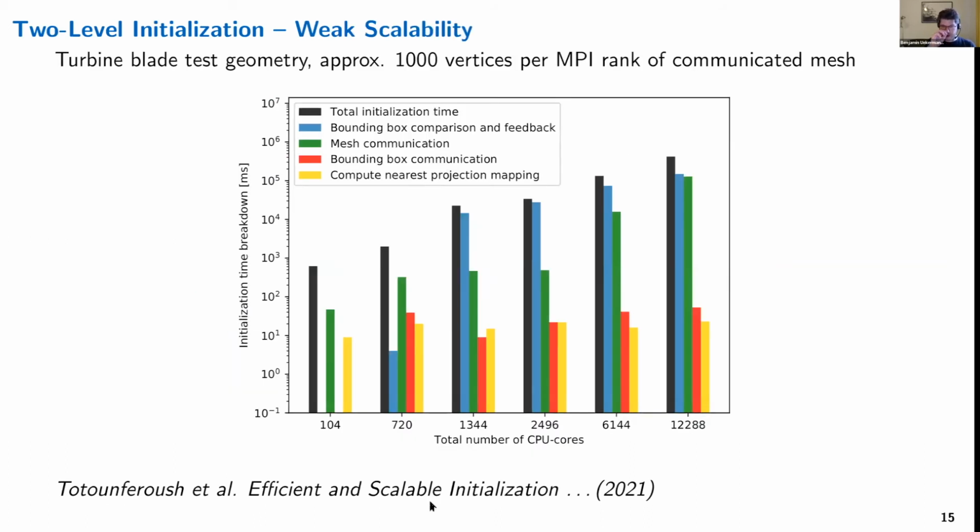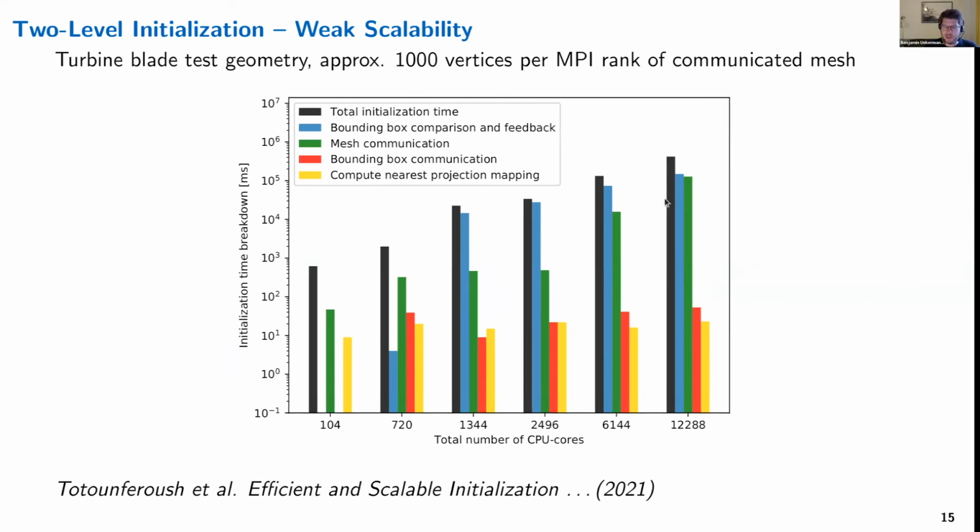We again did scalability studies. This is a weak scalability study for, again, an artificial test case, with 1,000 vertices per MPI rank. I cut it short a bit. The dark blue here is the overall initialization time. Ideally, this should be constant, right? In a weak scalability study it is not constant, so we still have a few problems.